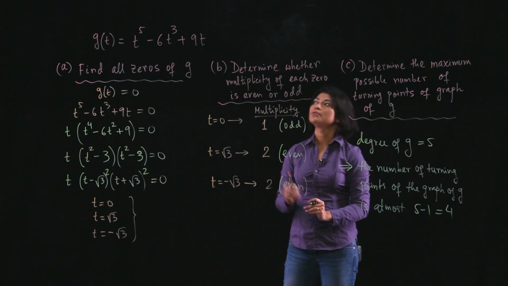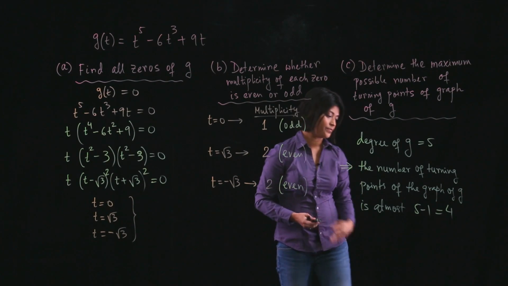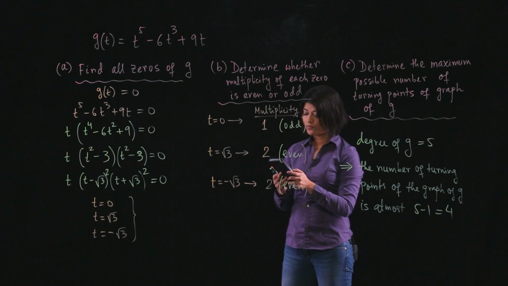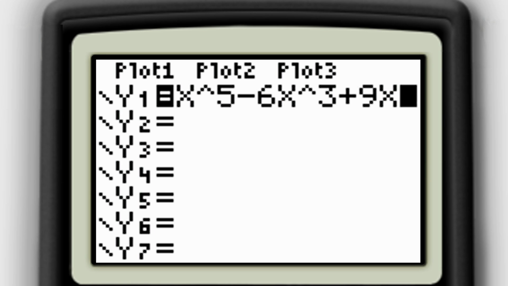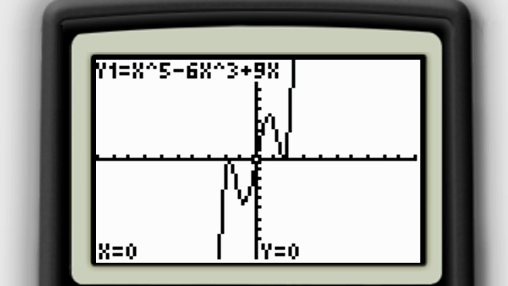Finally, we have to graph this function using a graphing utility and check our results. So let's use a graphing utility. Graph the function x to the 5 minus 6x cubed plus 9x. And notice, first of all, there are 3 zeros, as you can see from the graph. So you can use trace and plug in x equals 0, square root of 3 and negative square root of 3 to check that those are the 3 zeros.